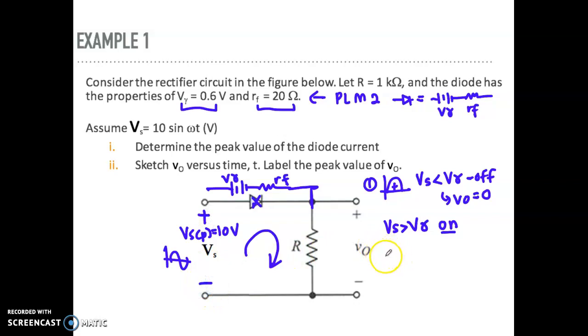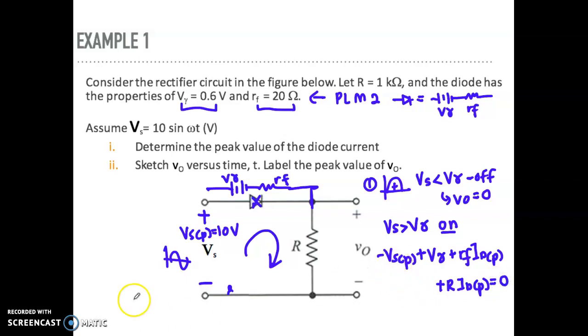So let's have the KVL equation. Starting from here, minus Vs. So don't forget the peak value. Plus. So now the diode is replaced by V gamma and RF. So become V gamma plus RF ID peak. Okay. Plus R ID peak equal to 0.